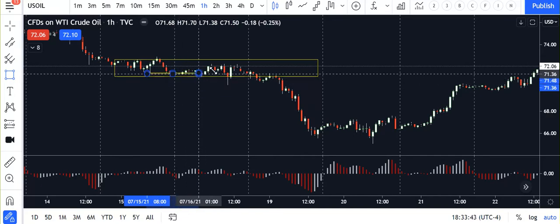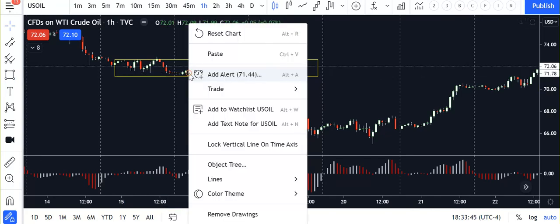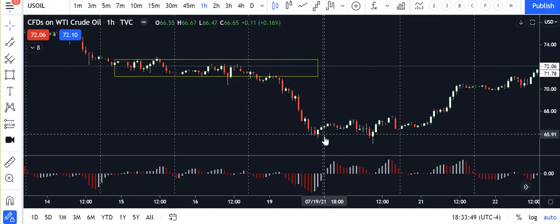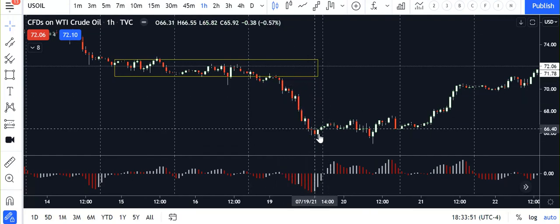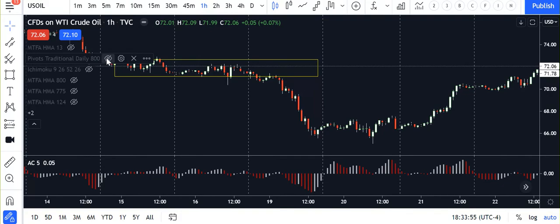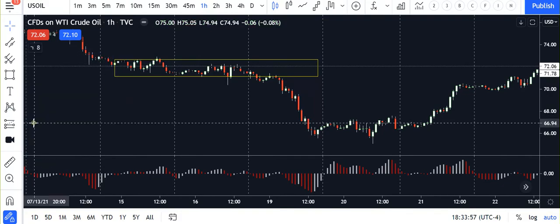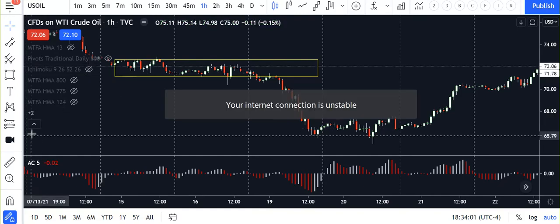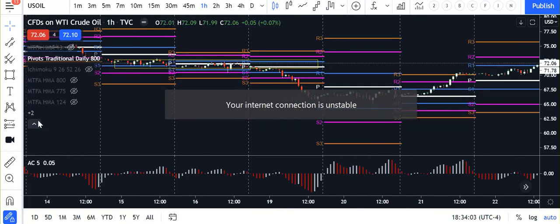So you can see right here, it finally breaks out. It breaks out, it comes back, it retests, and you can catch this whole move. This is a lot of pips. And if you switch to the pivots, like I was telling you, it should have been on that main pivot. Hold on. Let's go back. Ooh, I hope it's not too unstable.